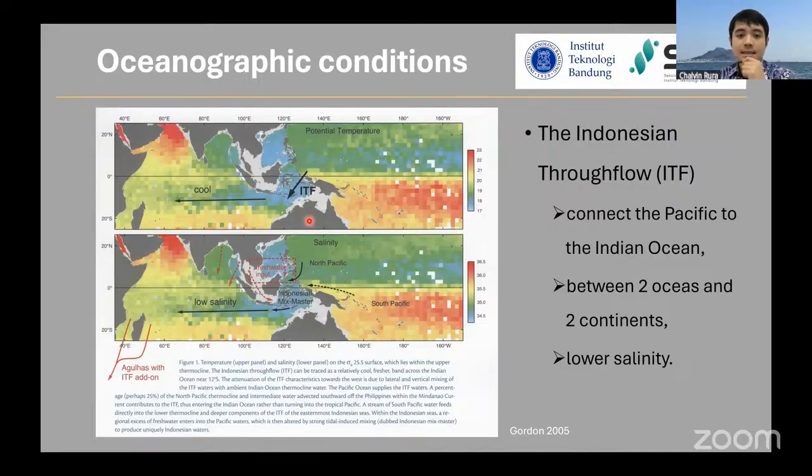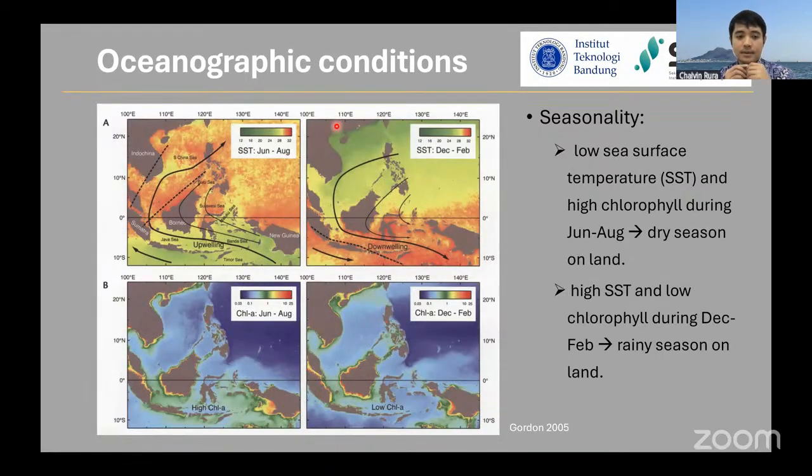So we call this movement of water from the Pacific to the Indian Ocean the Indonesian throughflow. Not only are water density and salinity affected by the position, but there's also a factor of seasonality because of the position of the main continents.